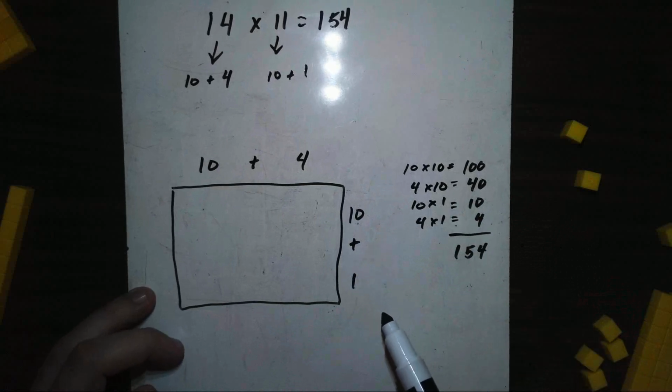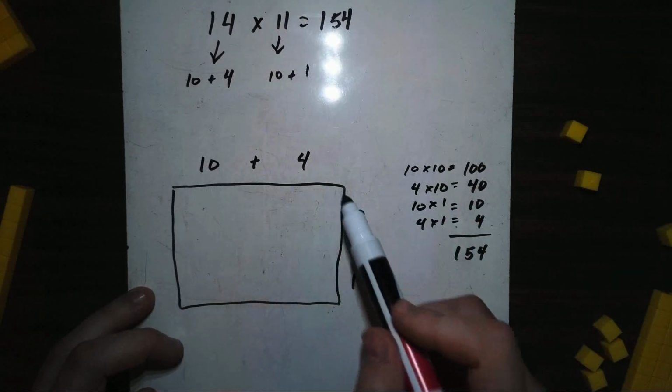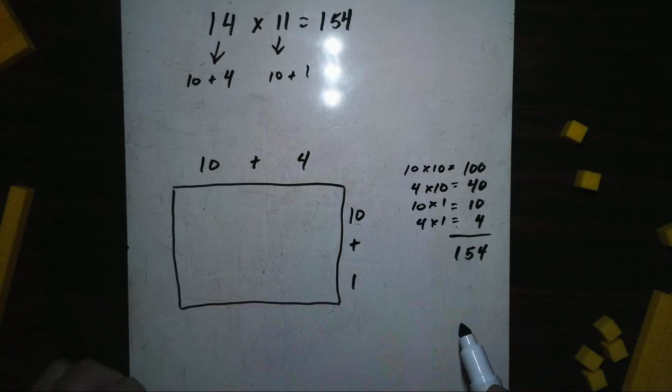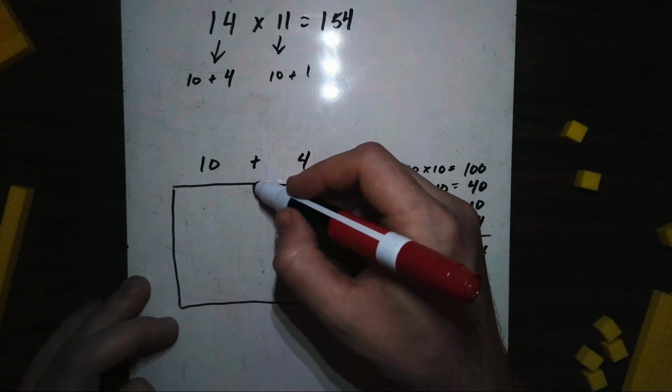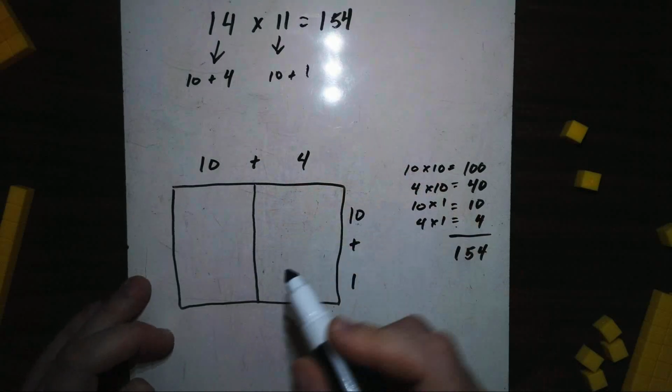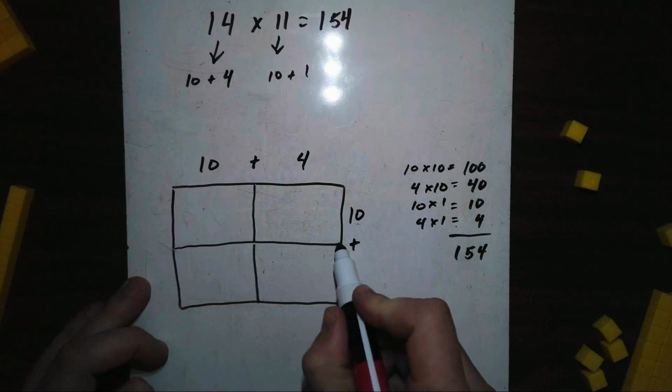Just like what we did before, I just wrote it in expanded form, pulled apart. I'm going to split up my box anywhere I have those addition signs so that I can see my partial products.